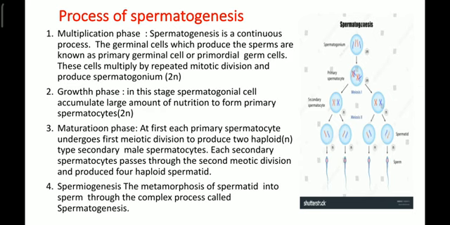And as a result, after the maturation phase, the diploid spermatogonium produces 4 haploid spermatids finally. And spermiogenesis is the metamorphosis of a spermatid into a sperm through a complex process called spermiogenesis. In case of spermiogenesis, there are various changes that occur in the spermatid.